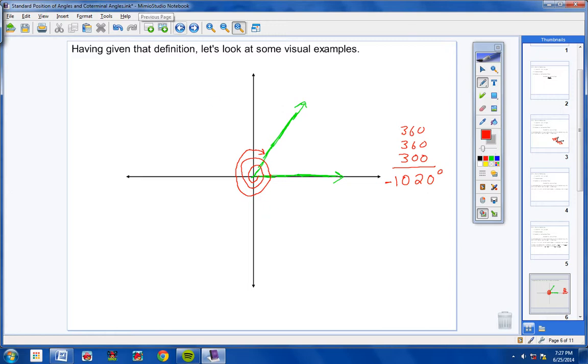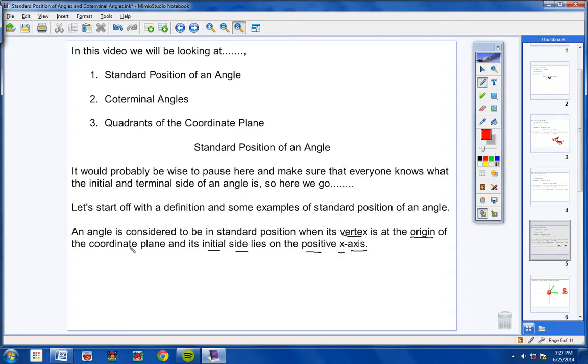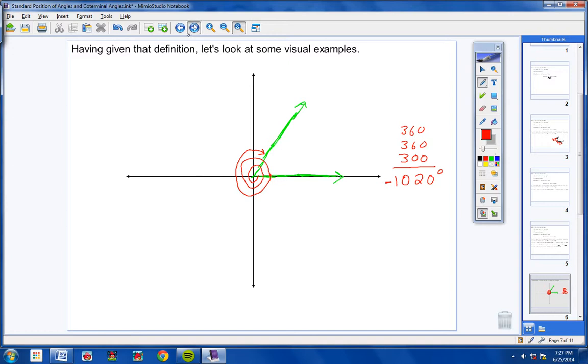Okay, so let's review. You should really understand now what this definition means. An angle is in standard position when its vertex is at the origin and its initial side, that means the side you're starting with on your angle, is on the positive x-axis. Okay? All right, let's continue on and look at something else.